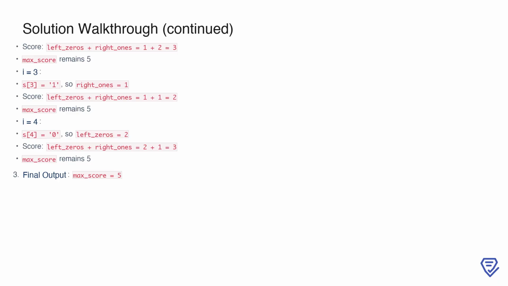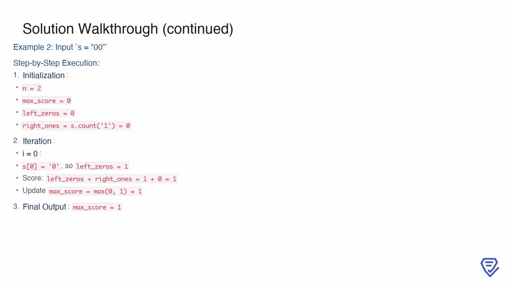When we reach index I equals 4, the character is 0, so we increment left_zeros to 2. The score for this step is the sum of left_zeros and right_ones, which equals 3. However, this is still less than the current max_score of 5, so no update is made. Finally, after completing the iteration, the maximum score we achieve by splitting the string is 5. This becomes our output for this example.